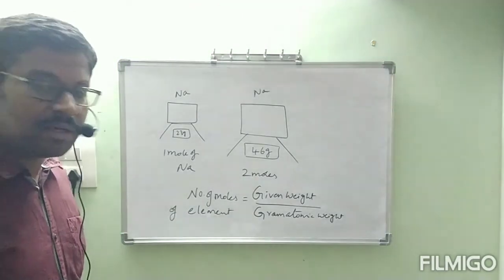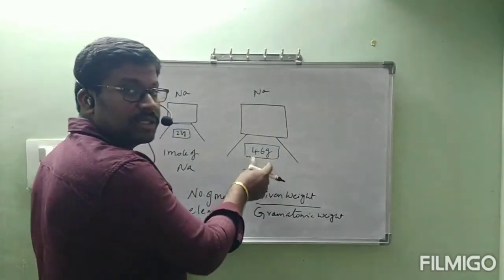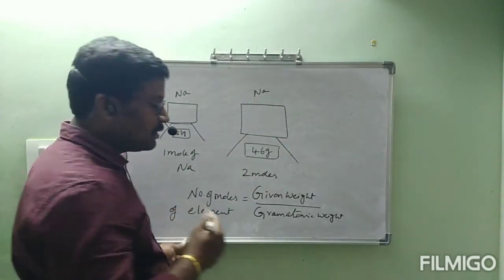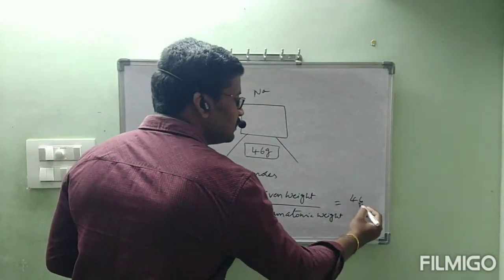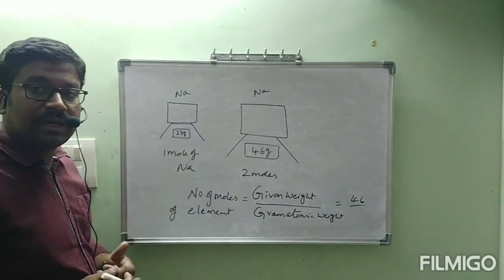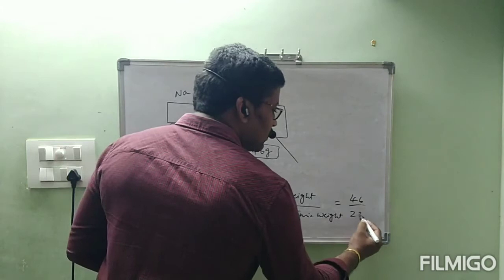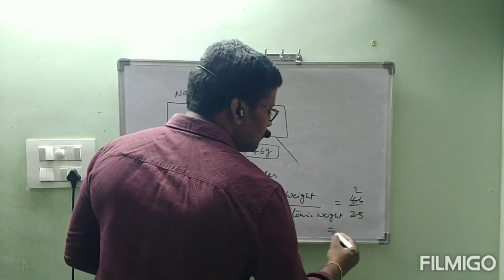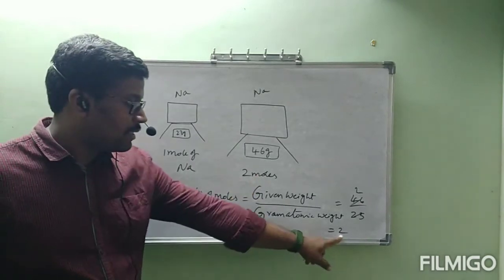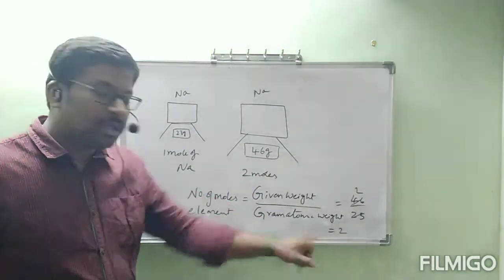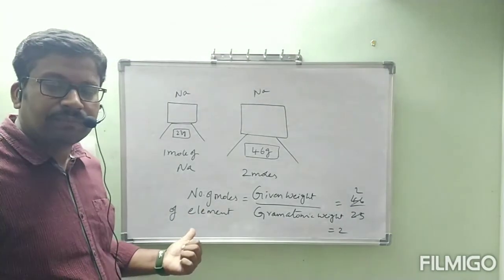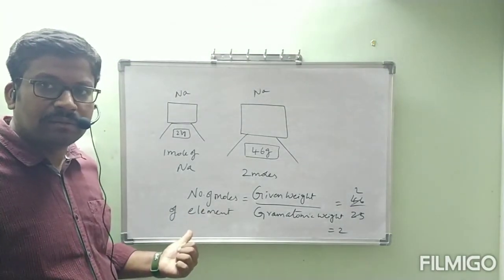Let us check the formula. What is the given weight? 46 grams. In that 46 grams of sodium, how many moles do we want to find? Given mass 46 divided by the gram atomic weight of sodium, which is 23. 23 will cancel 2 times. We will get number of moles 2. This is the formula useful for the number of moles of an element.